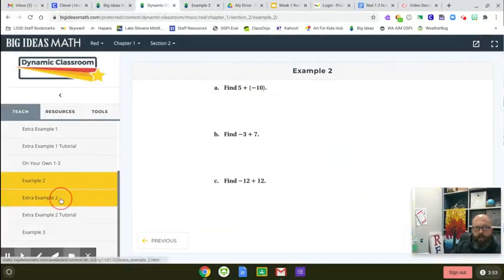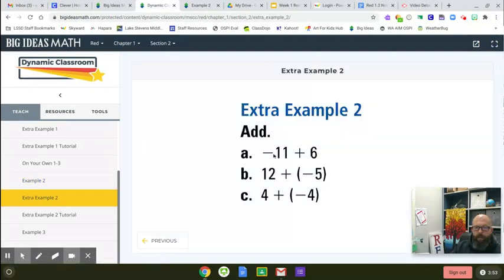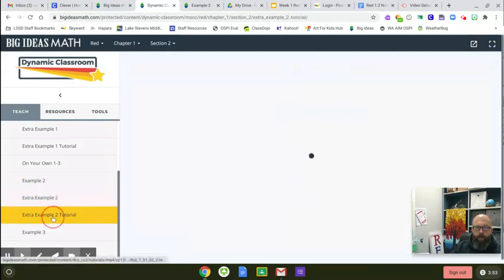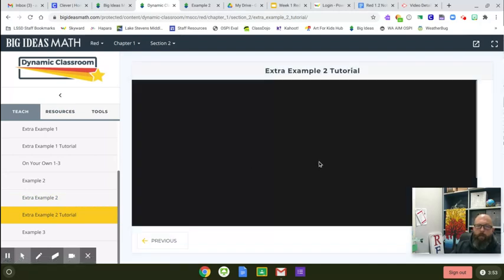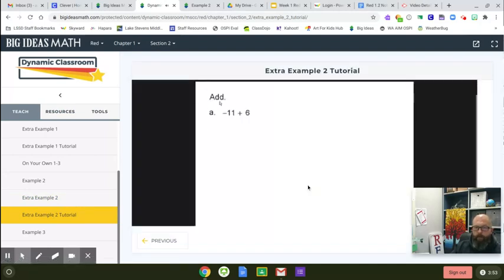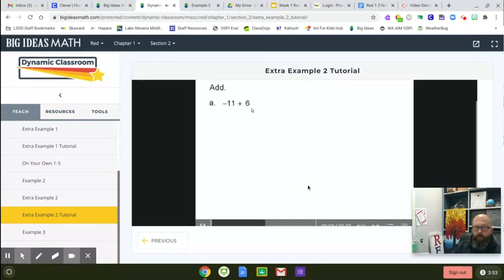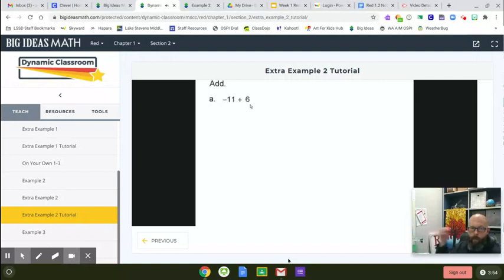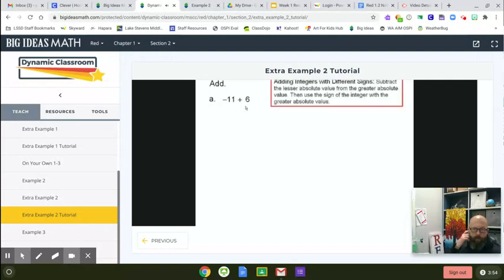Let's watch another video and see how they do it. We have a tutorial here. Add negative 11 plus 6. Notice that we have a negative number and a positive number. So we are adding integers with different signs. To do this, we subtract the lesser absolute value from the greater absolute value. Then use the sign of the integer with the greater absolute value.